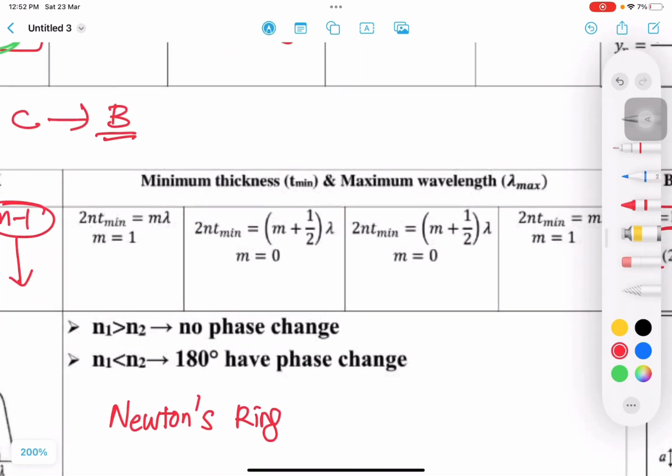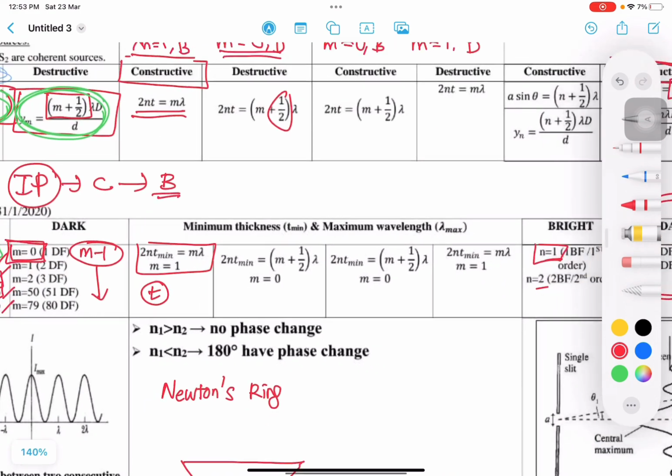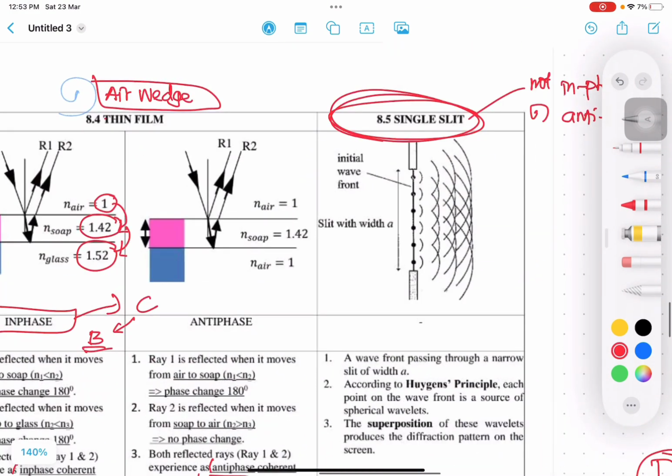That's it. For minimum, it's just the same. T here is the thickness of the film. It's just the same. So M equals 1 when it is bright, and M equals 0 when it is dark. Alright, let's jump into the second situation.